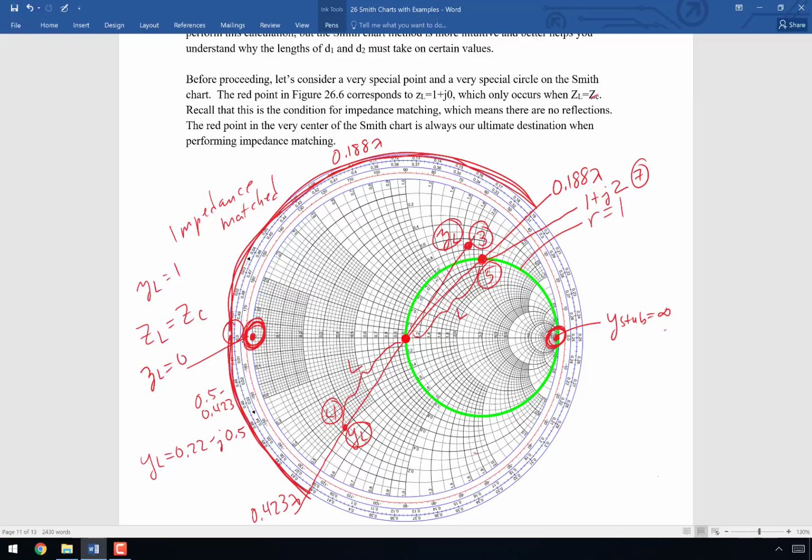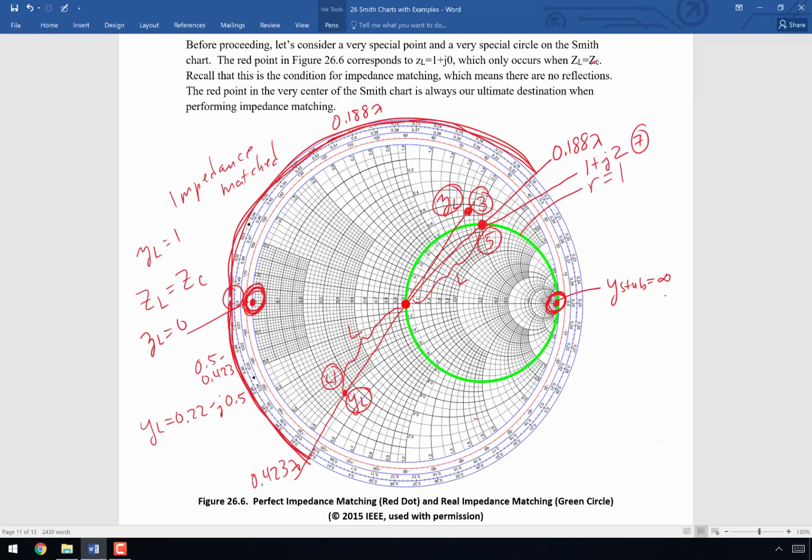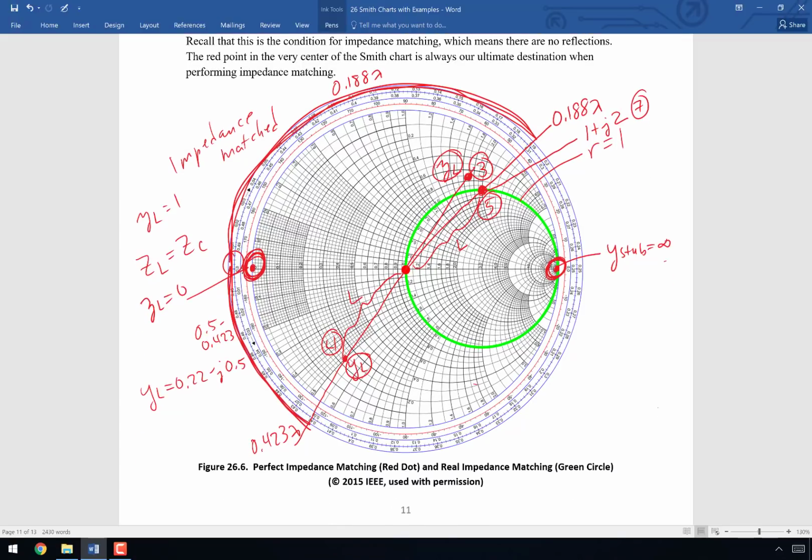Now all I need to do is march that around the line, again going clockwise because I'm moving away from the short-circuited load. I need to move that until I get to negative J2. Right here I have a positive J2. I need to get negative J2. That means I'm going to go downward into the bottom half, and I need to find the point, and it's right here where it's J2.0.